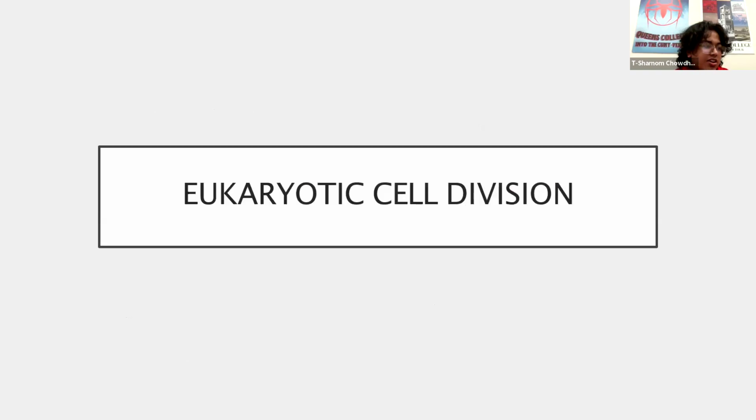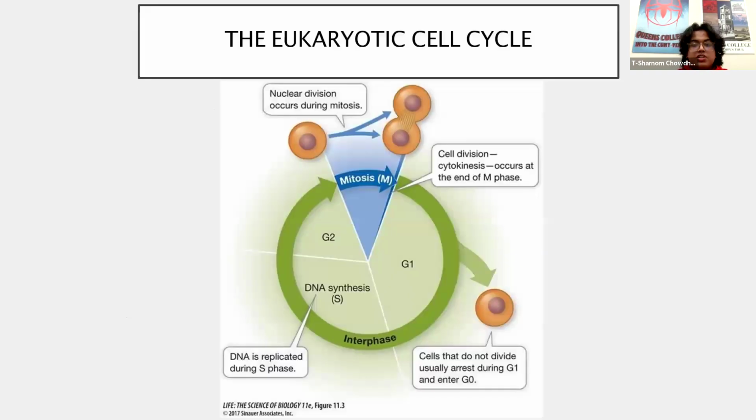So now we're going to go over eukaryotic cell division, also commonly known as mitosis. But first, we need to go over the eukaryotic cell cycle, where you have the interphase and then eventually mitosis. So first, you have the G0 phase. G0 phase is where, if they notice any defects, the cell is arrested at the G0 phase. So if the cell isn't supposed to divide any further, it's arrested at the G0 phase and can't go any further.